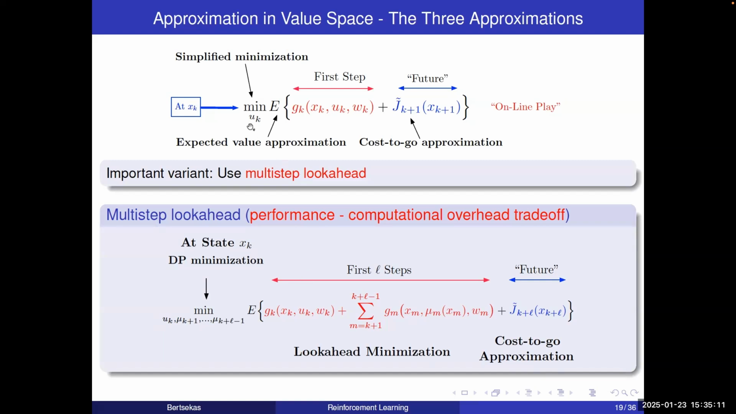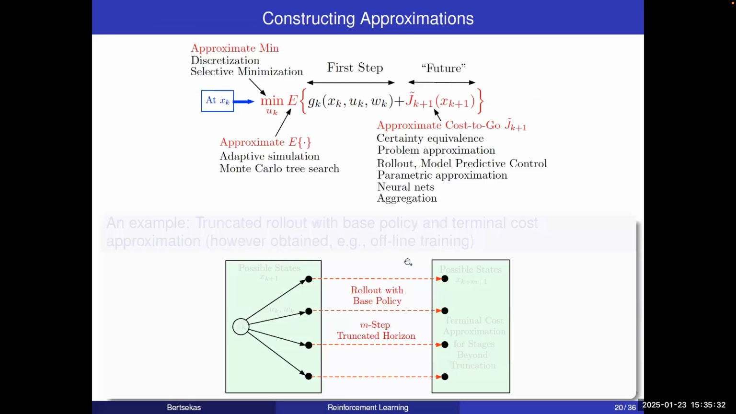And similar questions arise. How do you compute J tilde? How do you approximate this expected value if you have to for a difficult problem? And how do you simplify this minimization in case this minimization is difficult? That's 90% of reinforcement learning. And here are some thumbnails of methods that we're going to be using. And I'm showing the case of one-step look ahead, but there's a similar picture for multi-step look ahead.